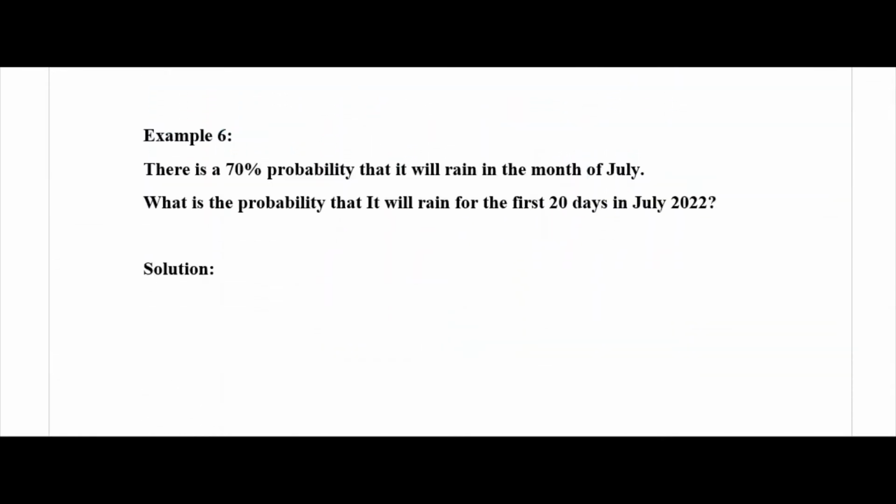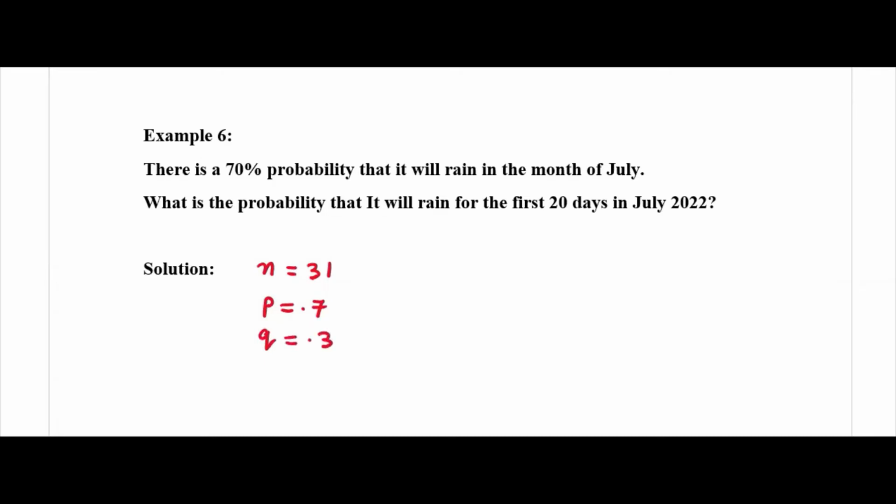There is a 70% probability that it will rain in the month of July. How many days are there in July? There are 31, so n is 31. You write n 31, that's all. What is the probability that it will rain each day? There is a 70% probability, so p is 0.7, and q will be 0.3 each day.